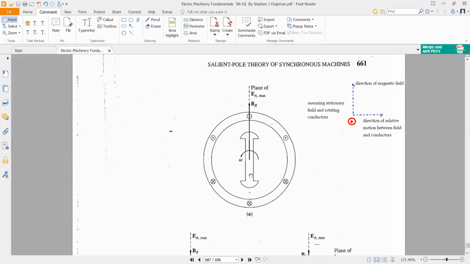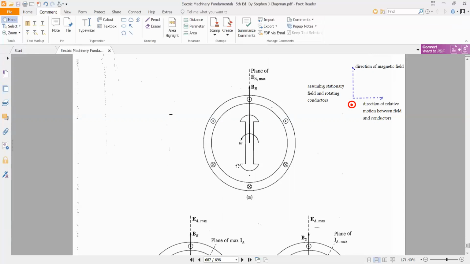Now as the conductors at this location are cutting maximum flux, it means that the voltage induced in these conductors will be maximum. So this is the plane of EA maximum. Maximum voltage is induced in these conductors that are directly under the action of the poles.